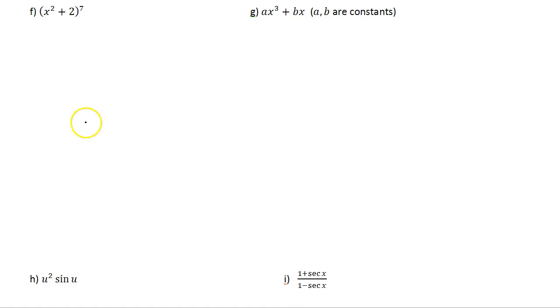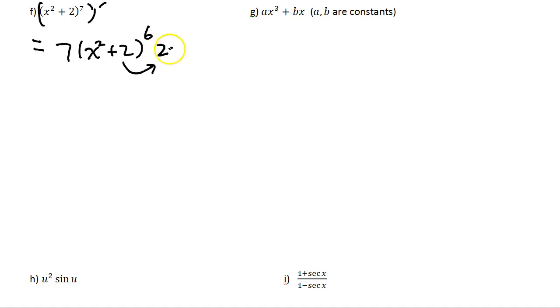Okay, this one is a simple application of the chain rule. The outside function is x to the 7th power, so if you differentiate this, 7 comes down, x squared plus 2, subtract 1 from 7, so that's 6, and the inside function has to be pulled out and differentiated, so that's 2x.